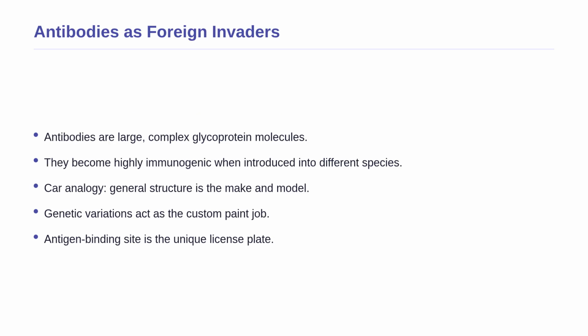Now that we understand that antibodies can be targets, let us look at why this happens. Because antibodies are large, complex glycoprotein molecules, they are highly immunogenic when introduced into a different species, or even a genetically different individual of the same species. To understand how this works, we can use a simple car analogy. Think of the antibody's general structure as the make and model of a car. Its genetic variations are like a custom paint job. Finally, its unique antigen binding site acts as the highly specific license plate.